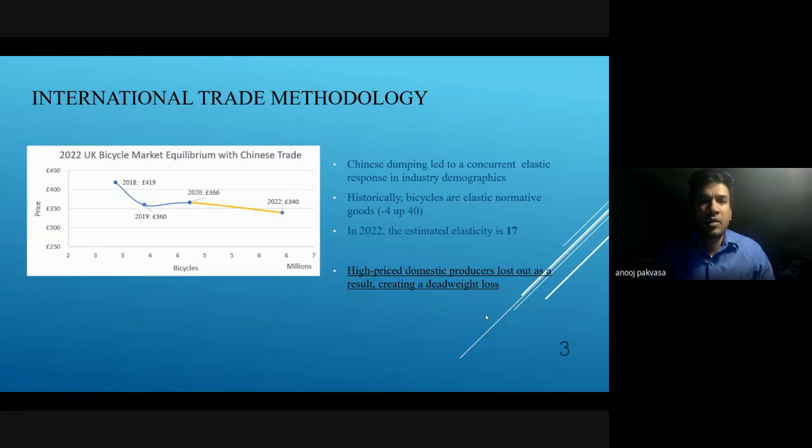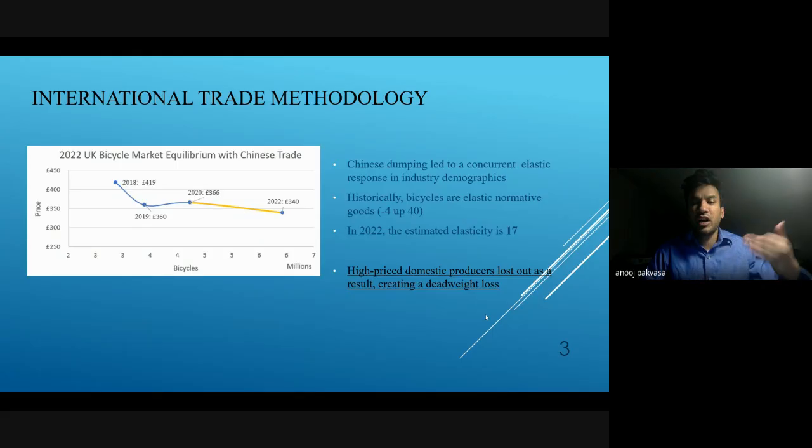For the international trade methodology, it was really built around elasticity. So what we can see is Chinese dumping led to a concurrent elastic response in industry demographics. Historically, bicycles are elastic. They go from -4 to 40. 40 is kind of an anomaly, but it's still indicative. In 2022, the first year where Chinese trade was determined, elasticity is 17. Thus, a fall in price precipitates a large increase in the amount of bicycle sales.